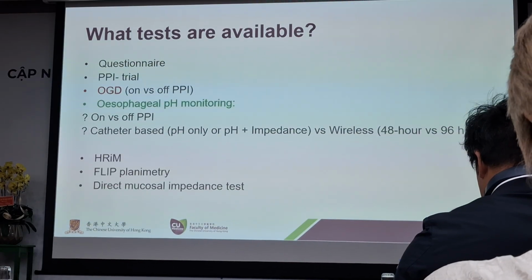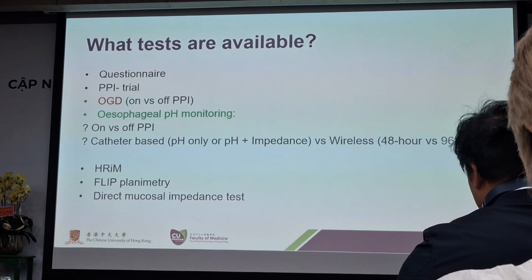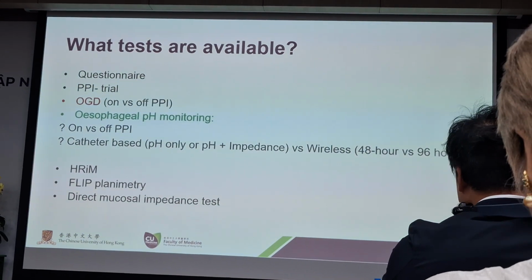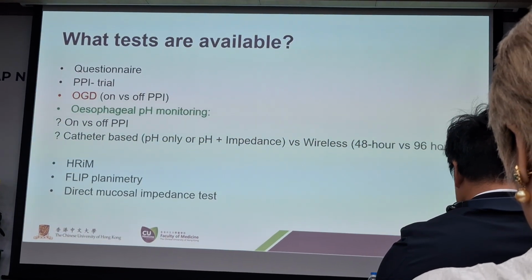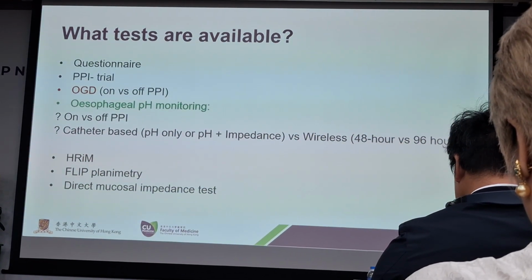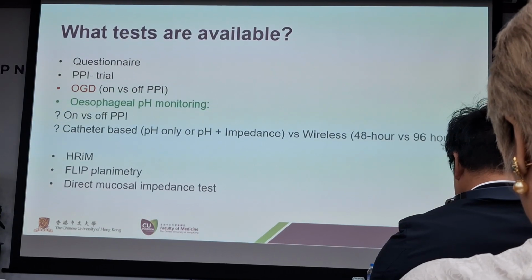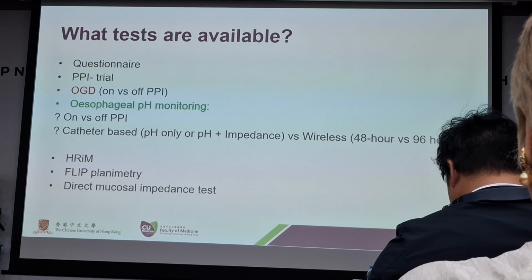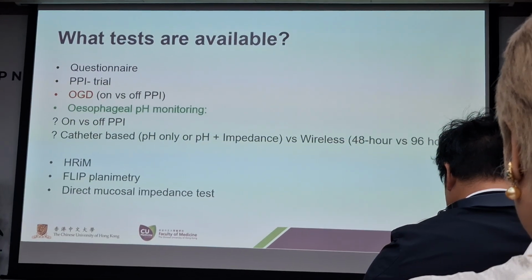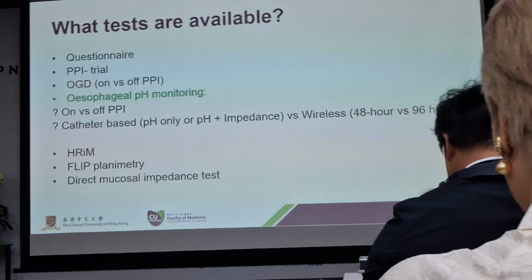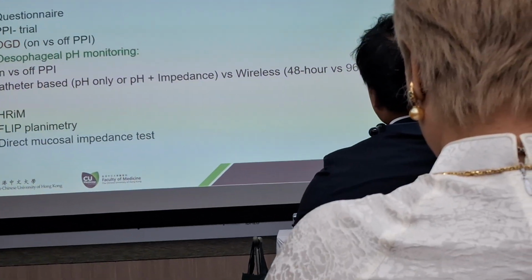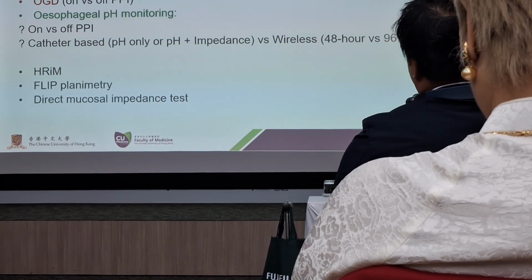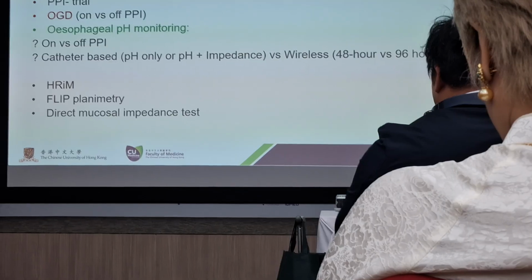But on the other hand, in terms of tests available, there are a lot of questionnaires like the GERD-Q, and the PPI trial is very commonly adopted in clinical practice and is also part of the usual suggested management algorithm. But I like to focus more on what we might do. For example, OGD: we want to do it whether the patient is on PPI or we need the patient to stop PPI beforehand, together with many other tests that I'm going to elaborate on later.